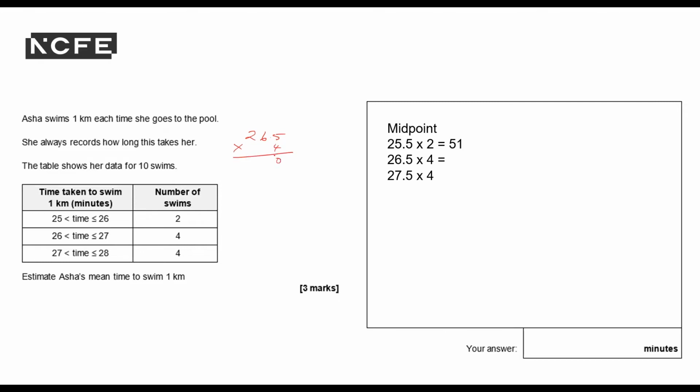5 times 4 is 20. Remember my decimal point. 5 times 6 is 24, plus the 2 is 26. 4 times 2 is 8, 9, 10. So I've got 106 there.